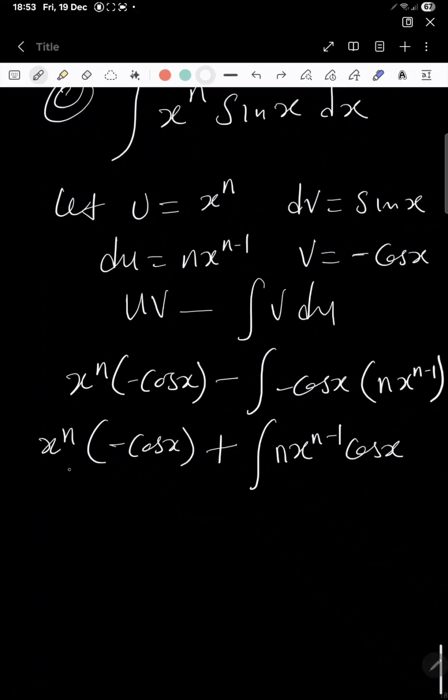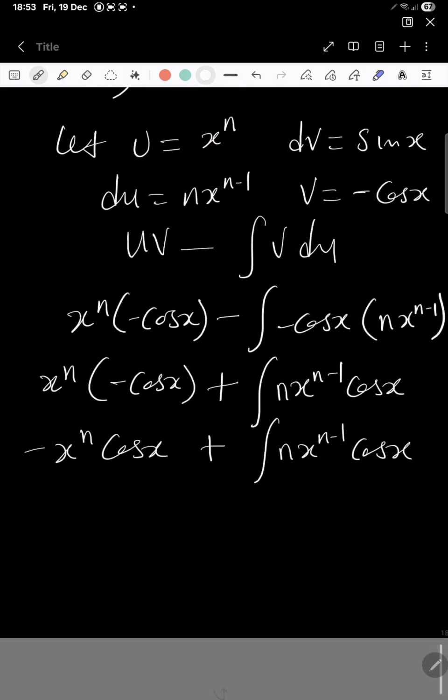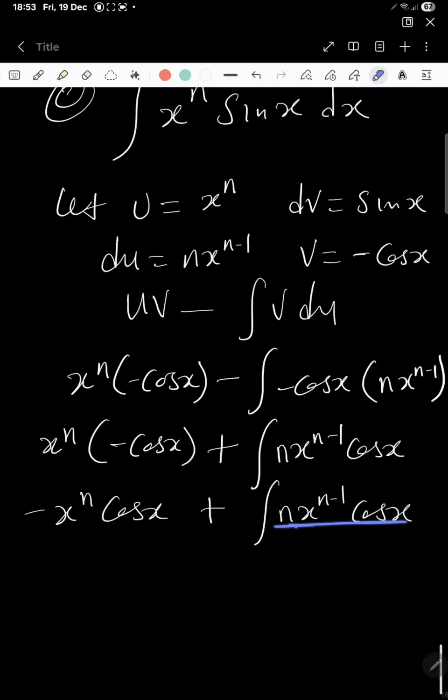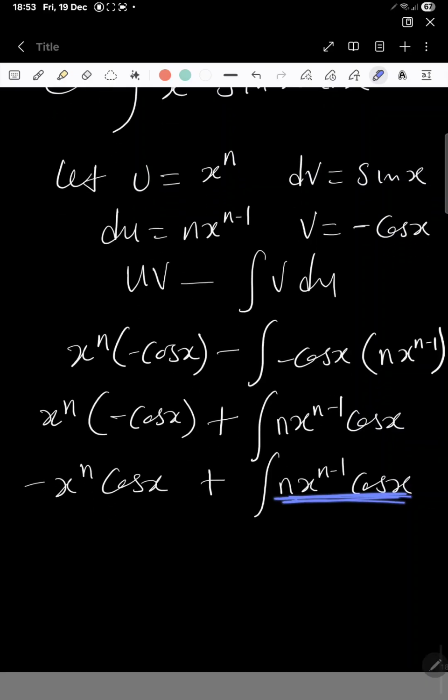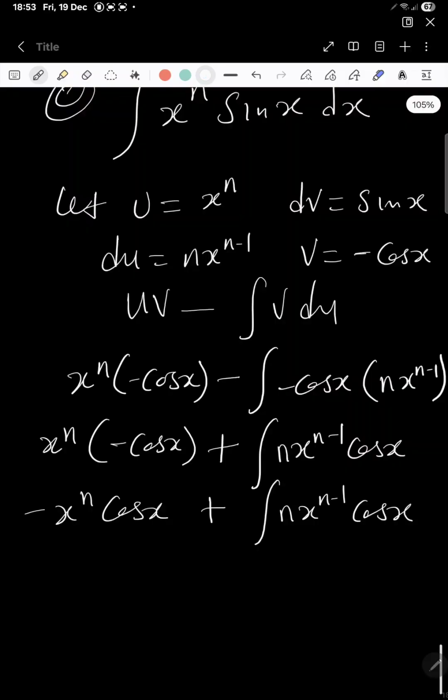Okay, so by doing that, we keep this one, which is x to the power n times negative cos x, going to be negative x to the power n cos of x. Then plus, here we have the integral of n x to the power n minus 1 cos of x. So we are going to now integrate this part here. Integrating this part, we are going to keep the negative x to the power n cos of x, then plus. So when you are to integrate here, we are using by parts again.